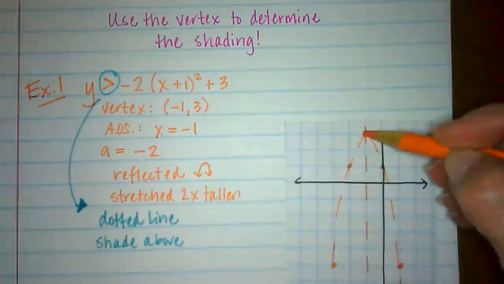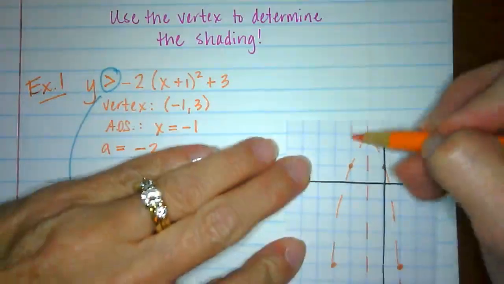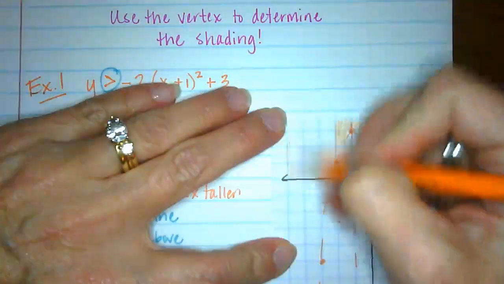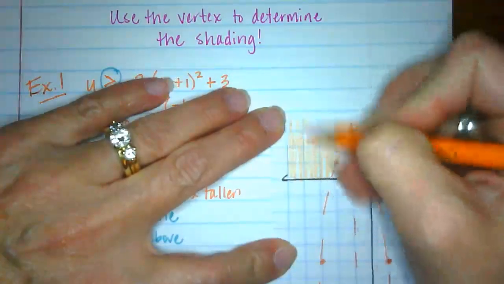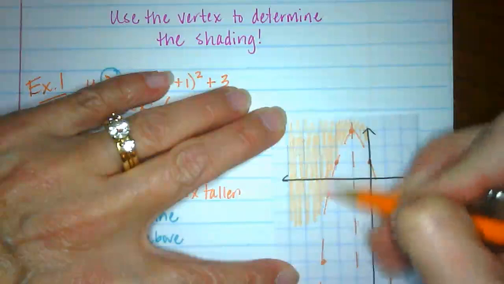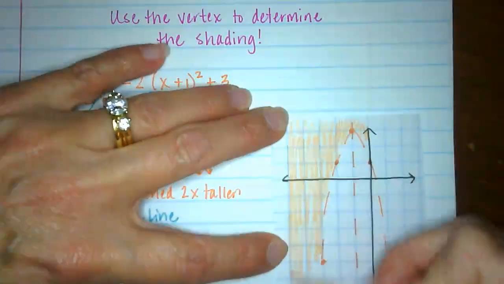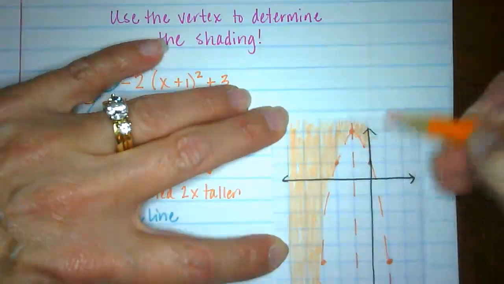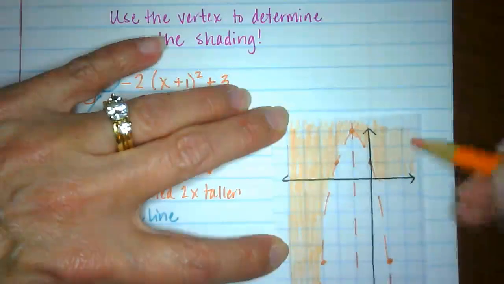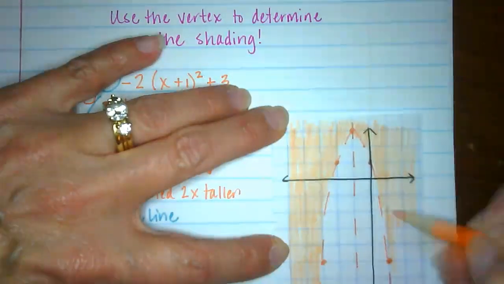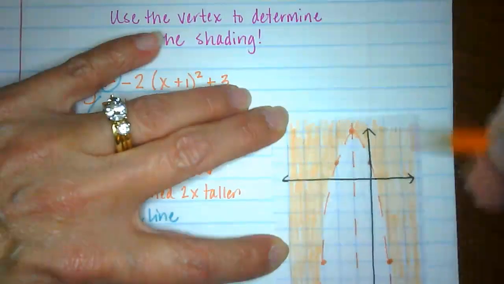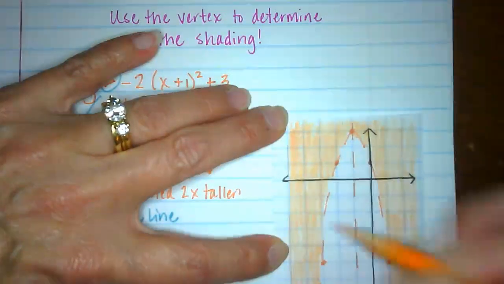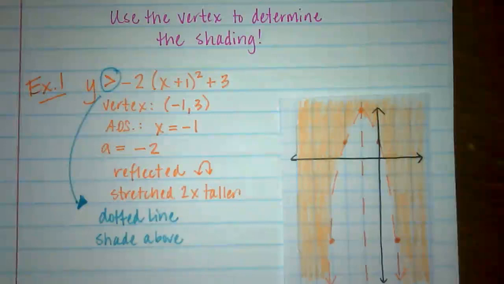If I need to shade above the vertex, then I'm shading all of this, which actually ends up being everything outside of the parabola. So when we do our parabola shading, we're either going to be shading inside or outside. It's not necessarily above or below, it's always in terms of the vertex. So this one looks like this. We can get all that shaded in good enough.